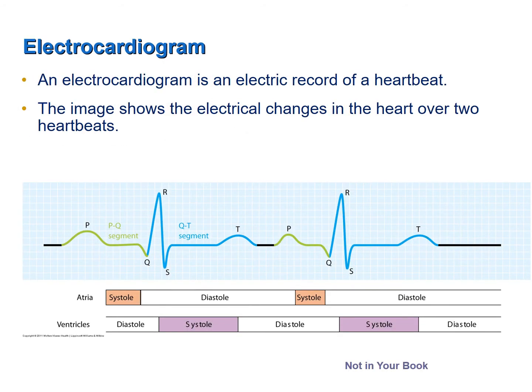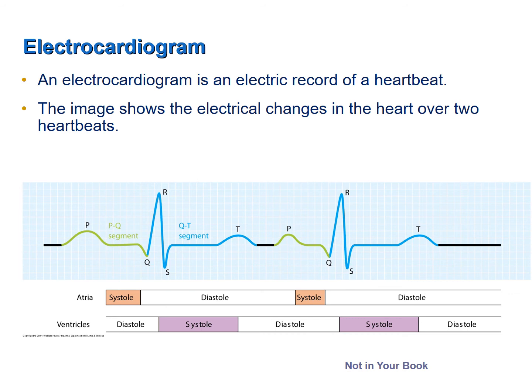So an electrocardiogram is an electric record of a heartbeat. The figure below from your book shows the image of electrical changes in the heart over 2 heartbeats. And by observing an electrocardiogram, we can learn a lot about an individual's heart, determine the health of a heart, and diagnose a heart condition if one is present.